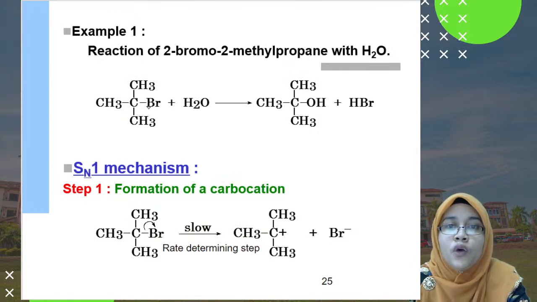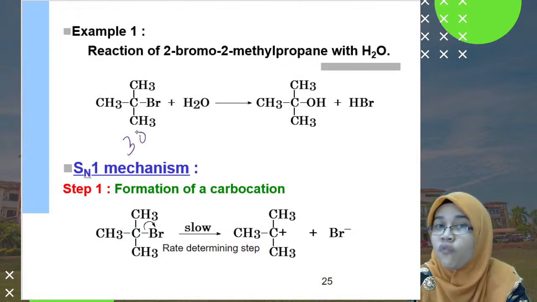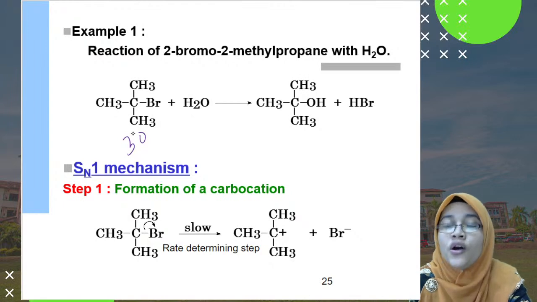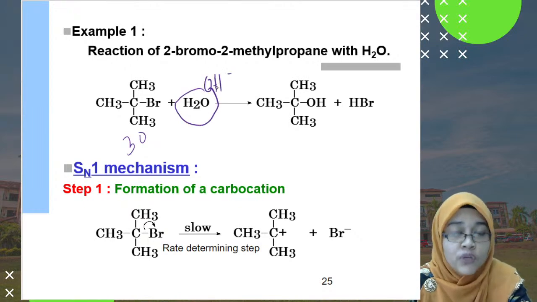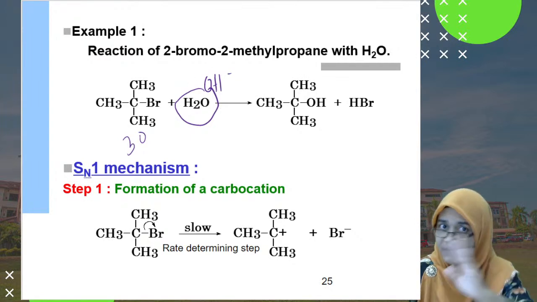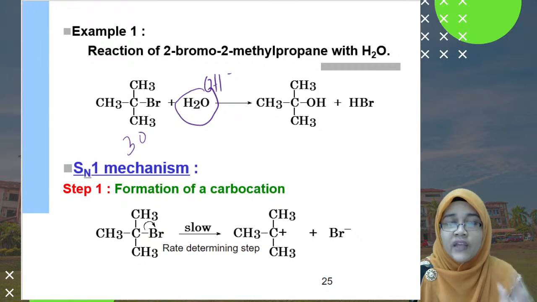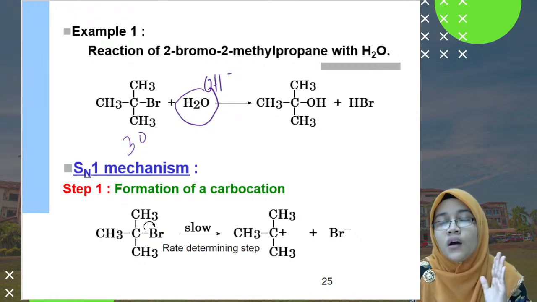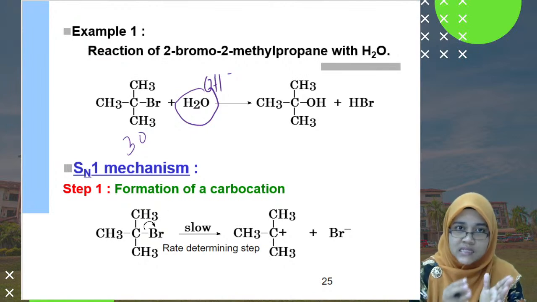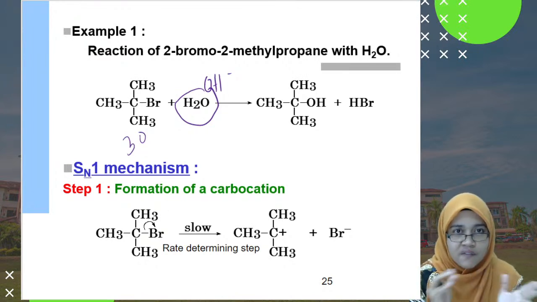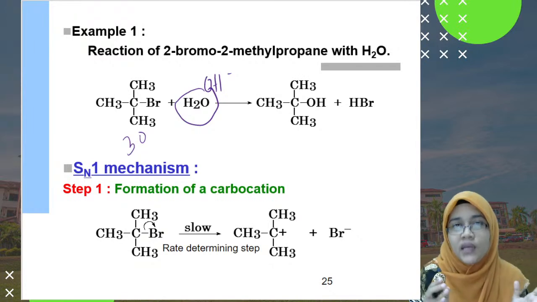For example, we have a tertiary haloalkane. Of course, it's favorable to undergo the SN1 reaction mechanism. We have a new nucleophile here, H2O, that brings OH minus, and the concentration of this new nucleophile is not affected at all for the rate of reaction. So I just give a rough idea of what SN1 is about.